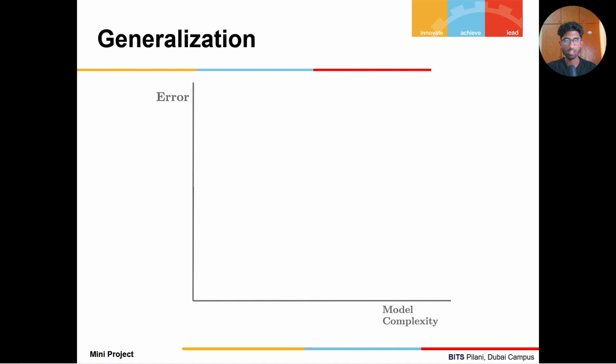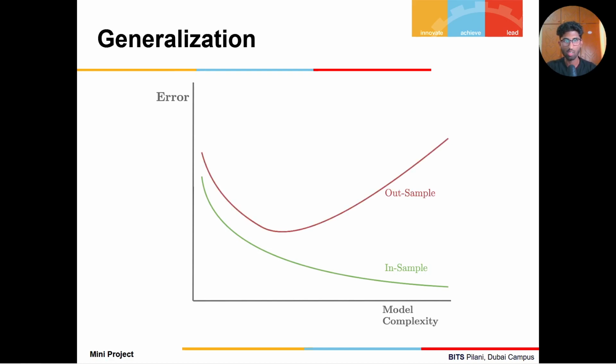Generalization is basically the gap between your training error and your test error. So if you look here, in-sample error is basically your training error, and out-of-sample error is your test error. The difference is called the generalization gap. As you can see, the more complicated you make your model, the more the generalization gap increases. We want to find the most optimal point where the generalization gap is low, as well as where the out-of-sample error is low.